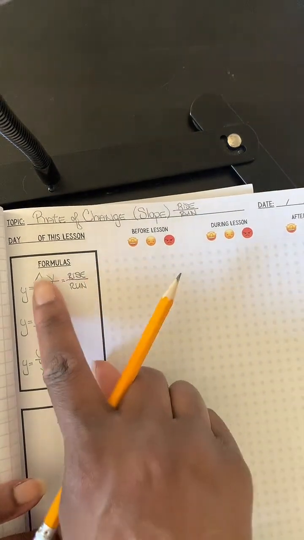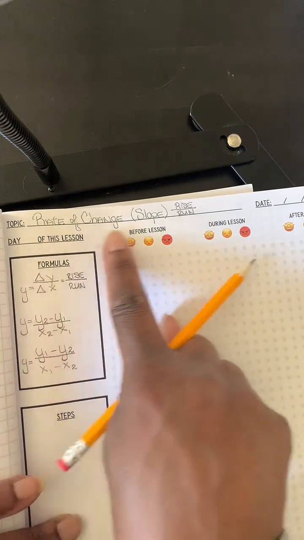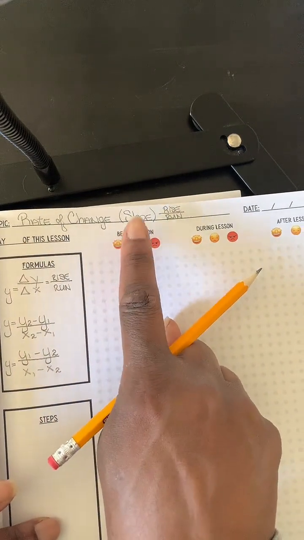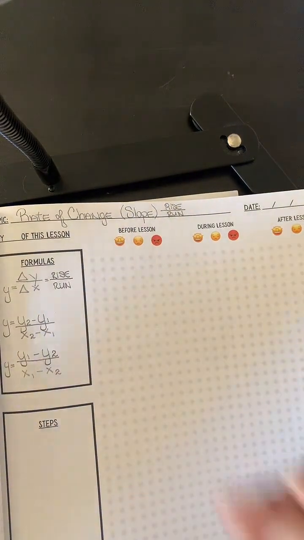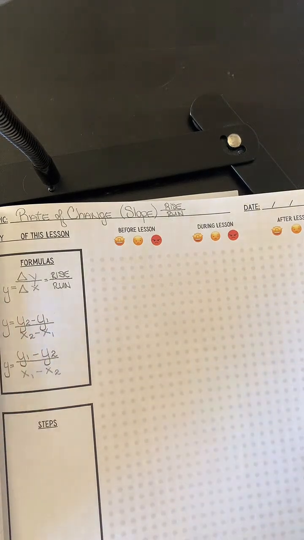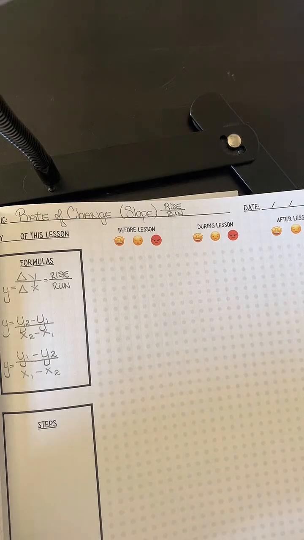But what I want to focus on today is rate of change, aka slope. This is something that everyone tends to get wrong. It doesn't matter what age you are. If you think of slope, especially if you're international, think of it as gradients.